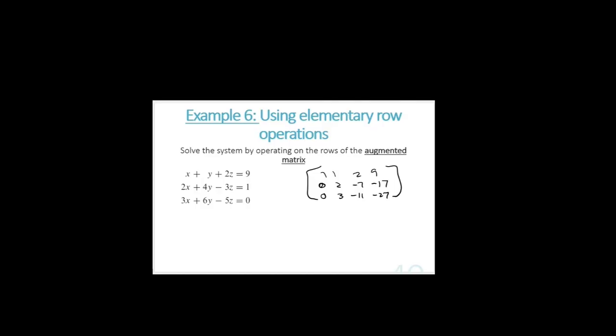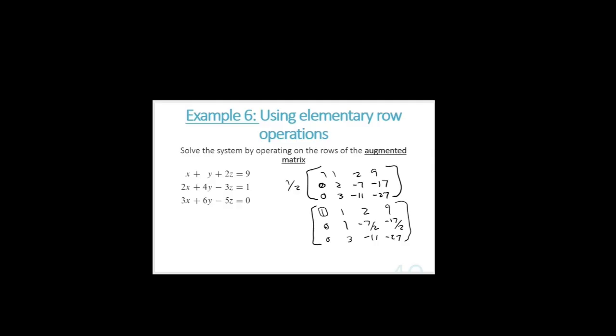Our next step is to multiply the second equation by a half. What's that going to do for us? The 2 is going to become 1. If we're multiplying the second row by a half, what's that going to give us? 0, 1, -7 halves, and then -17 halves. And then we have 0, 3, -11, -27. Just to show you what's starting to happen, we have a leading one here. Now this is starting to look pretty good. What do you think they might suggest we do next?